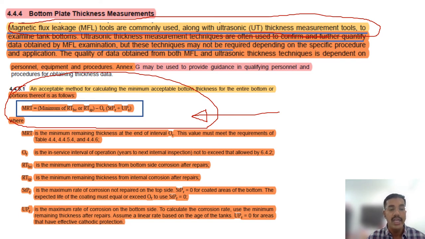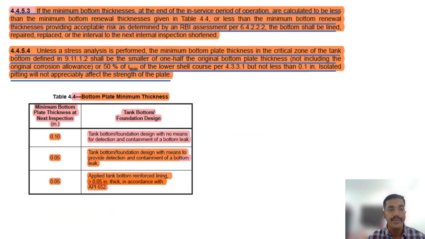This is usually a closed book exam. This is the requirement of bottom plate, okay, minimum bottom plate thickness for the next inspection, 0.1 inch, 2.5 mm, okay. In API 650, how much is it? 6 mm, okay. As per API 650, for new construction of tank, the minimum bottom plate thickness would be 6 mm. And as per API 653, it is 2.5 mm, okay. That you need to remember.